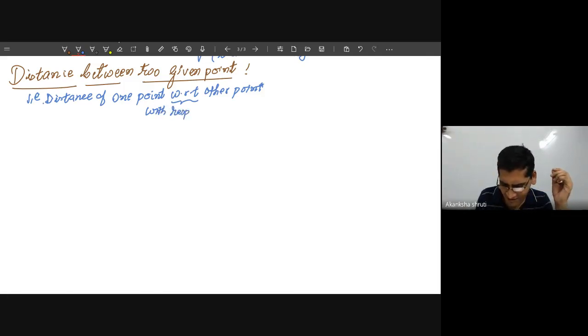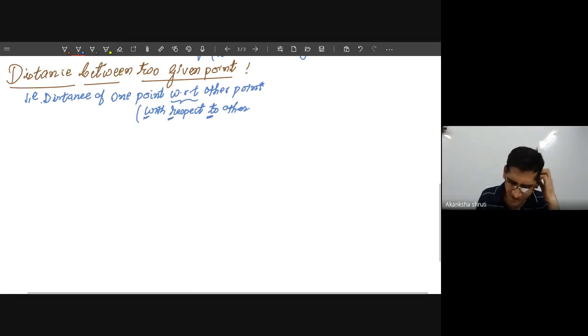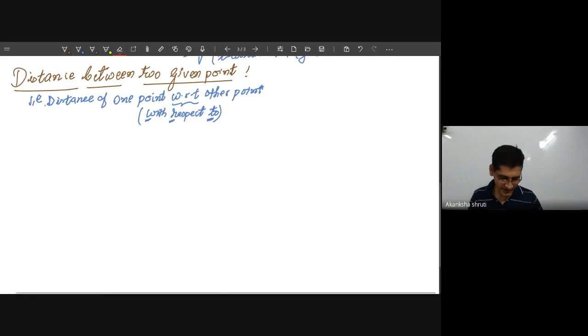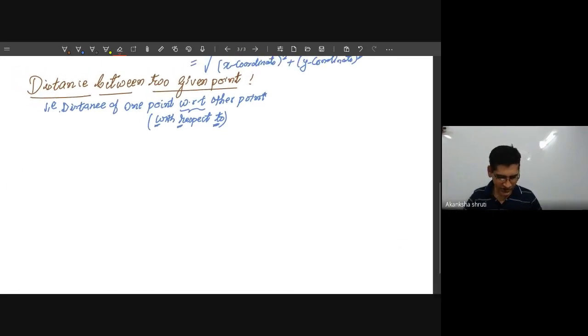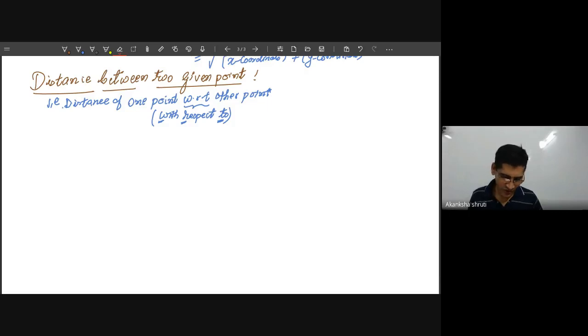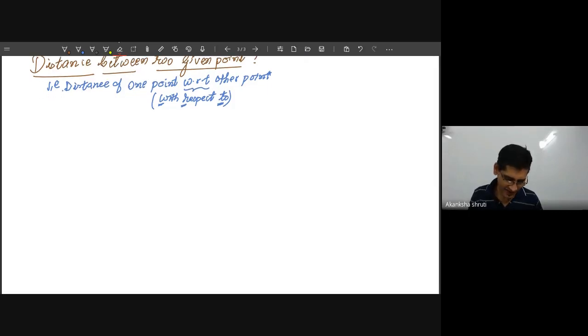With respect to other, it is WRT, means simply with respect to. So how is this? Means, students, we are given a coordinate system and 2 points in that coordinate system, and we are interested to watch one point from the other point, then how it appears and how it is calculated.